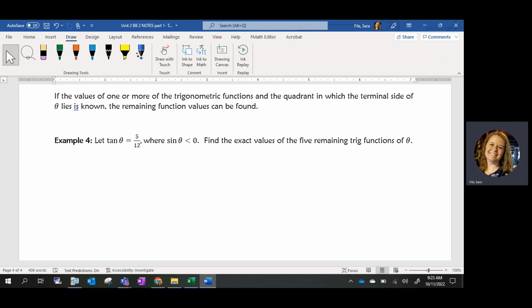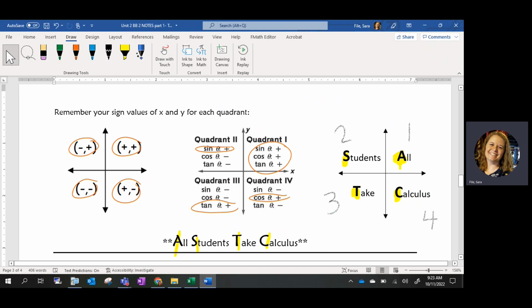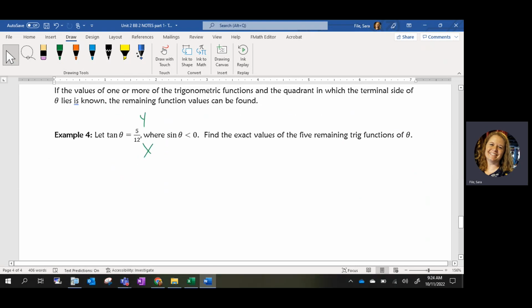So this is similar, but instead of giving us a coordinate, they're giving us one of the 6 trig ratios. So they're telling us tangent, which is y over x. So they're telling us the y is 5 and the x is 12, which, okay, that could be because tangent's positive. Remember, tangent is positive in quadrant 1 and in quadrant 3. So this could be a positive 5, positive 12, or it could be that both the x and y are negative, and so it cancels out to become positive 5/12.